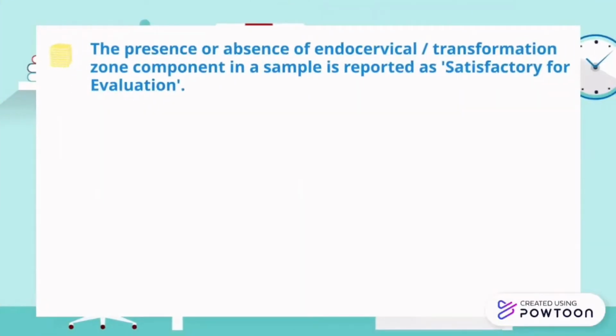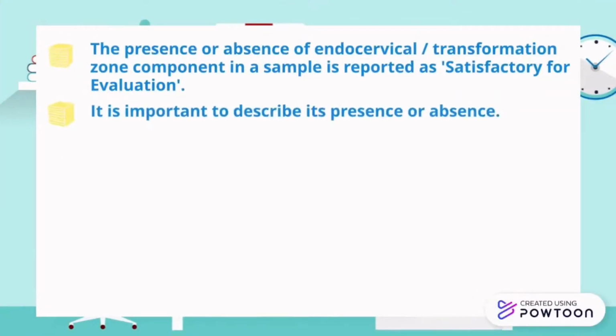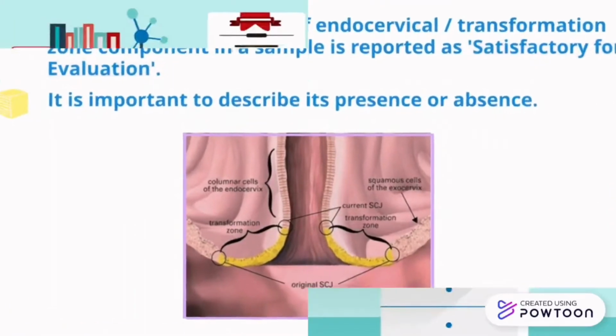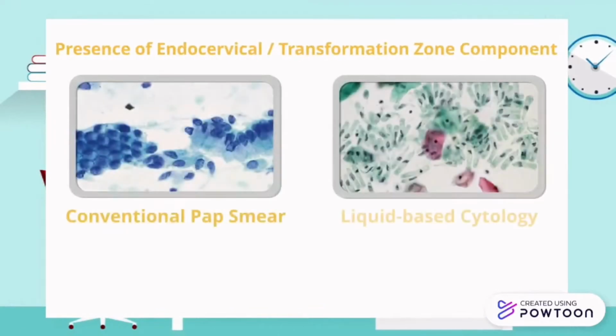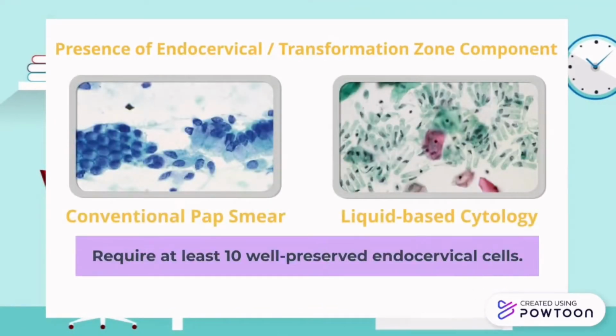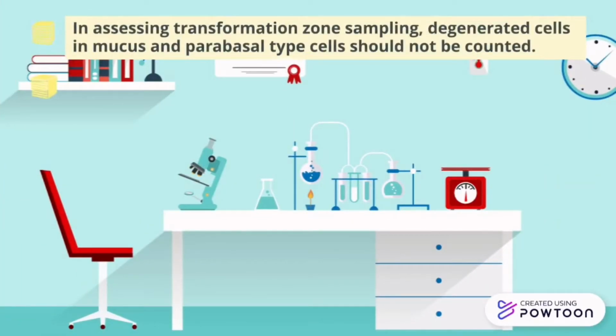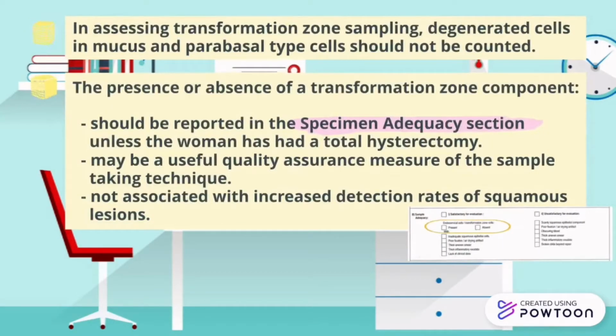The presence or absence of an endocervical or transformation zone component in the sample is reported as satisfactory for evaluation, and it is important to describe its presence or absence. For the endocervical component to be considered present, it requires at least 10 well-preserved endocervical cells. The presence or absence of a transformation zone component should be reported and is not associated with increased detection rates of squamous lesions.